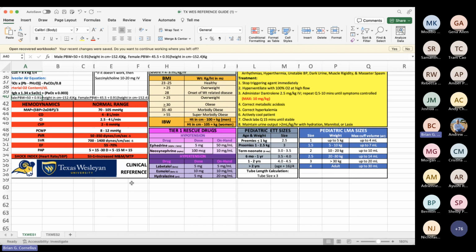Austin asked, if you end up wasting so much, why do they not have a lower concentration to start off with? Are you talking about for neosynephrine, Austin?